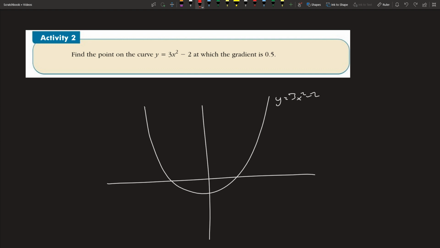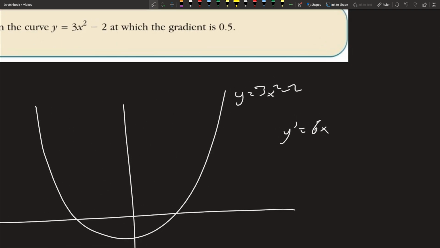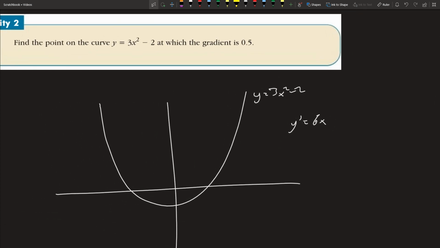So, finding the derivative, we have y prime is equal to 6x, yeah, just 6x. Now, what does this mean? What does 6x actually mean? When you find the derivative, this gives you another function, right? Because y prime depends on x. Just like, for example, here, y depends on x, which is equal to 3x squared minus 2. y prime depends on x, this is equal to 6x.